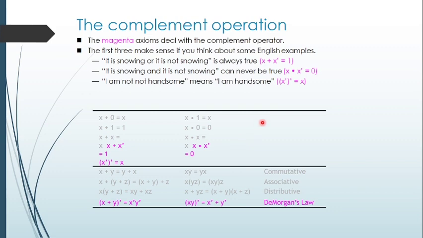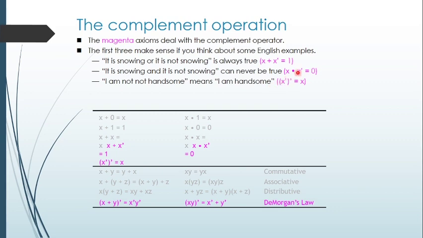If you want to understand further, you can use the same example in English as well. Like x or x prime is equal to 1, it means you can compare it with an English example: it is snowing or it is not snowing. So either it is snowing or it is not snowing, and one of the two will always be true. That's why it will always be 1.